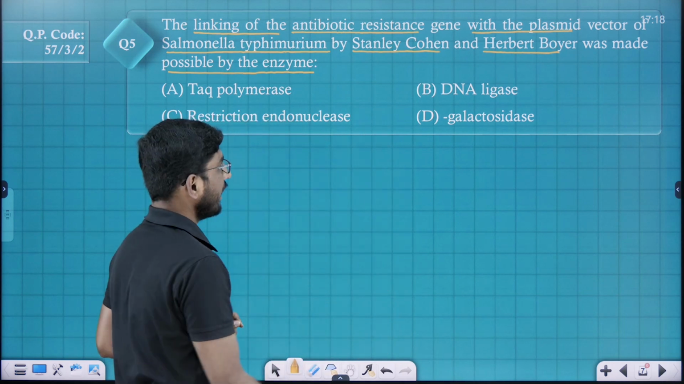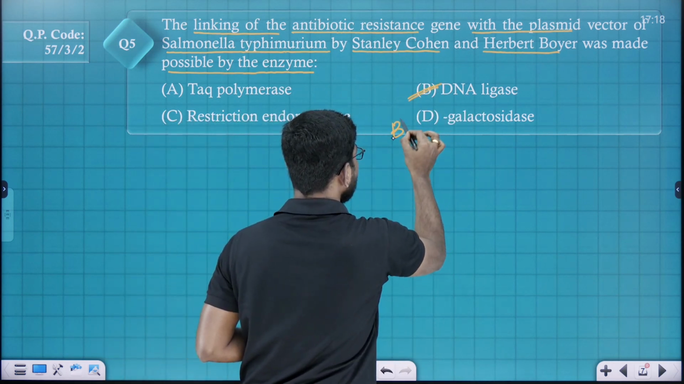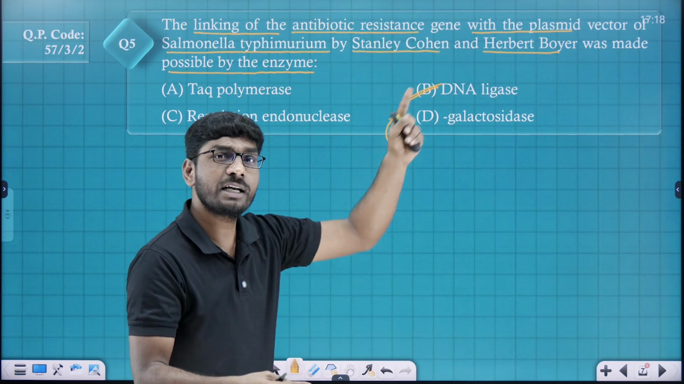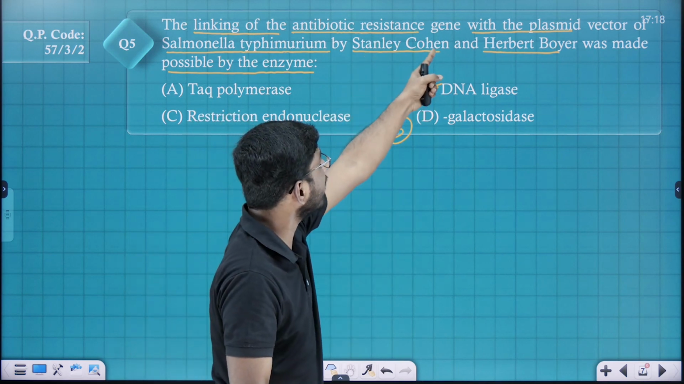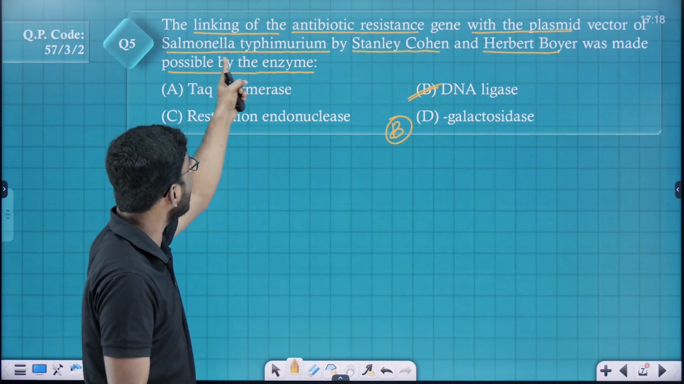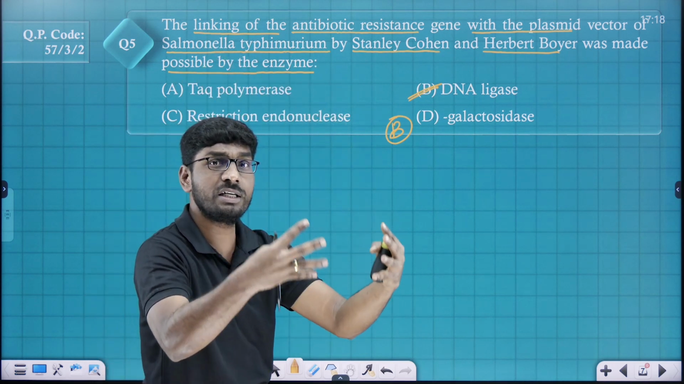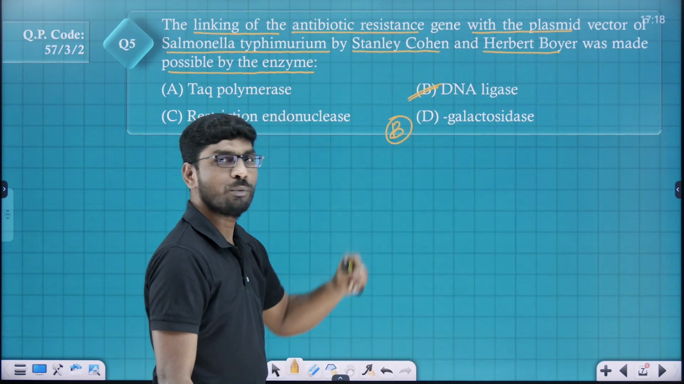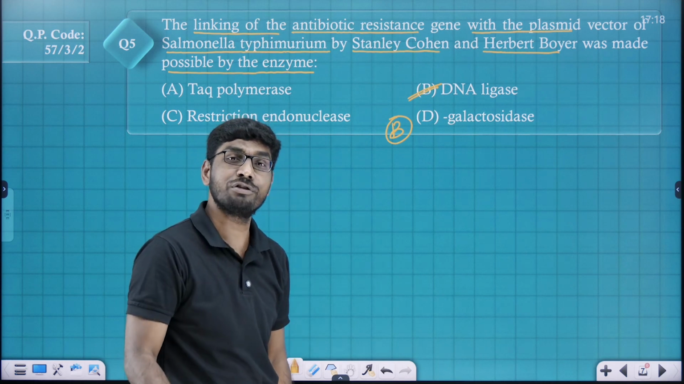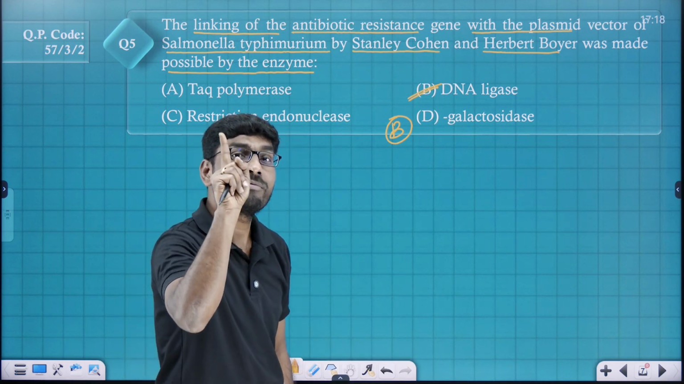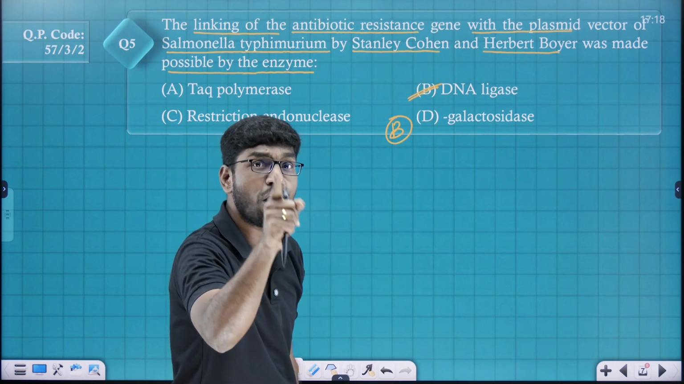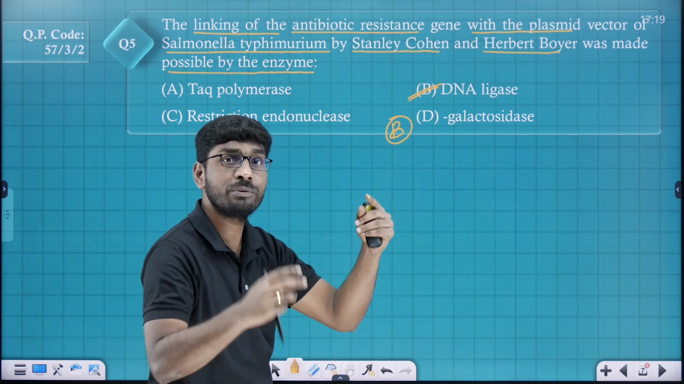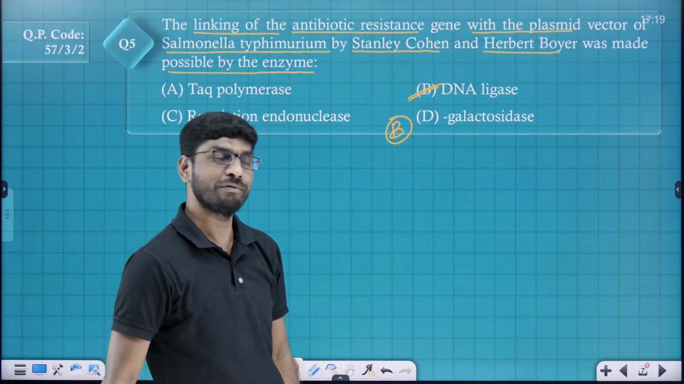So what is the right answer? The right answer is DNA ligase enzyme. Restriction endonuclease enzyme can cut, but they are asking about joining. They are asking about linking the gene with the plasmid vector of Salmonella typhimurium. That means two DNA fragments are joining with the help of a glue. What is the glue called? DNA ligase. This is also one key tool of rDNA technology, one of the 5 key tools. This is the important one which joins the two DNA particles to form rDNA.